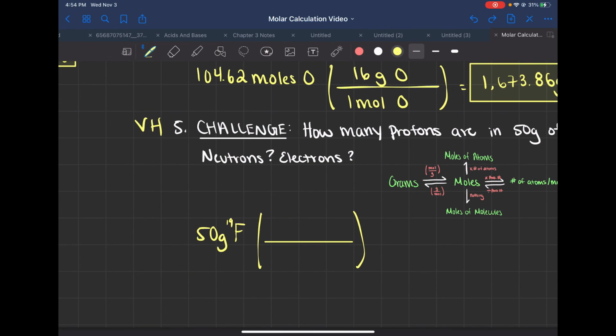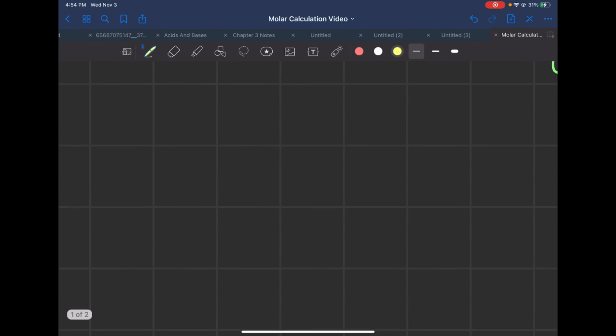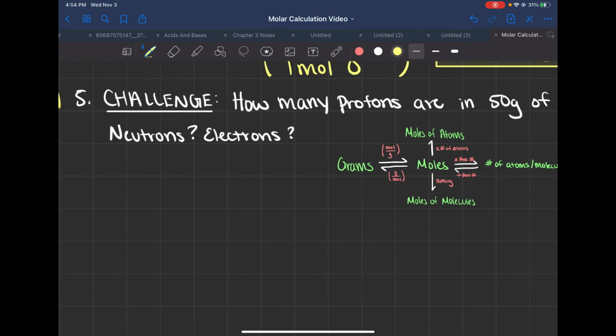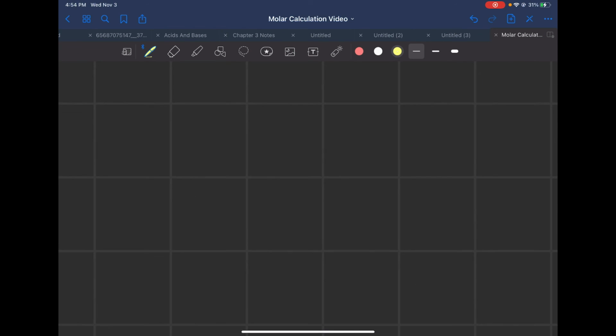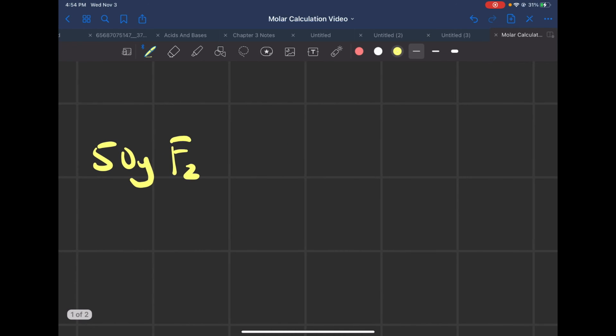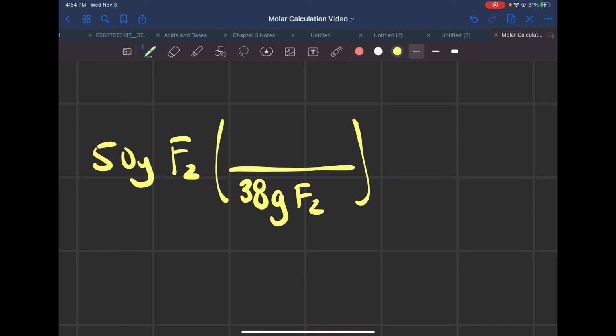All right, so we're starting with 50 grams. I'm actually going to make this a little bit smaller because I have to fit in a lot of different calculations. So you know what? Let's do it here. So we have 50 grams of F2. And for every F2 molecule, F2 weighs 38 grams, as we did before. 38 grams of F2 for every 1 mole.